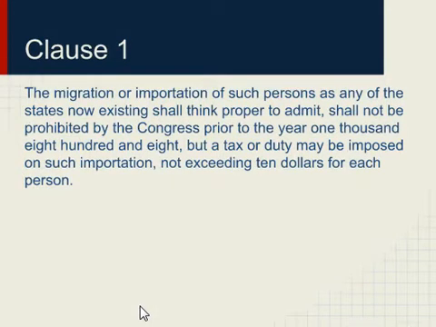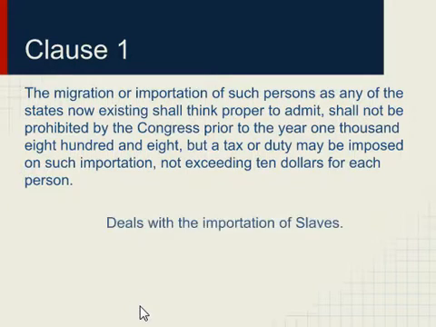The migration or importation of such persons as any of the states now existing shall think proper to admit shall not be prohibited by Congress prior to the year 1808, but a tax or duty may be imposed on such importation not exceeding $10 for each person. This is dealing with the importation of slavery.